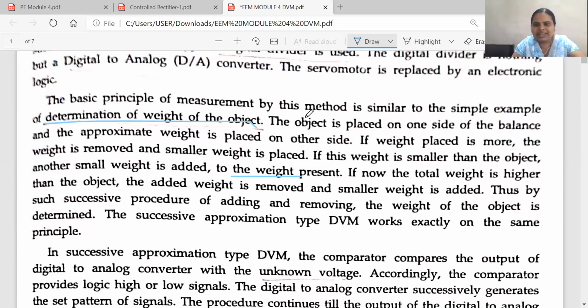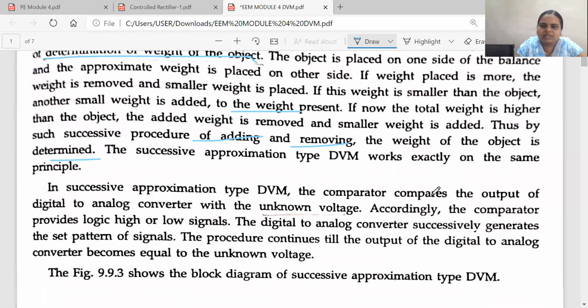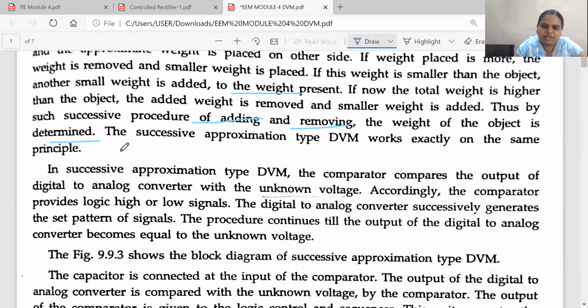If it is heavier than the 1 kg measure, he will remove; if it is less, he will add. The same process here also. Thus, by the successive procedure of adding and removing, the weight of the object is determined. The successive approximation type DVM works exactly on the same principle as explained in this real-time example.